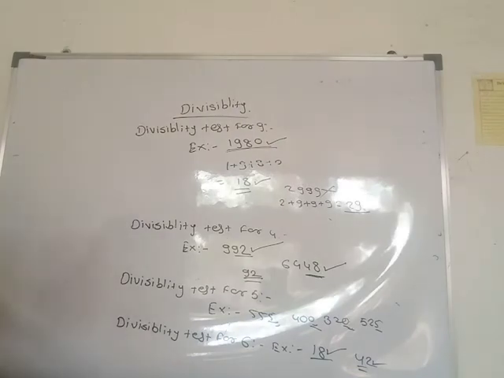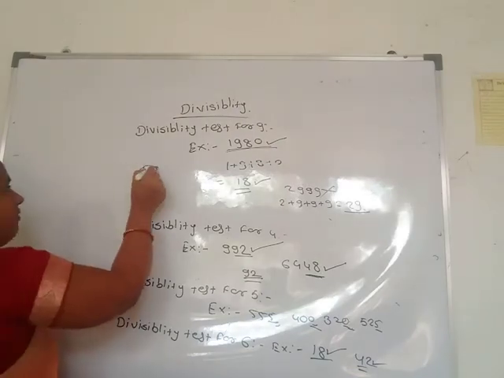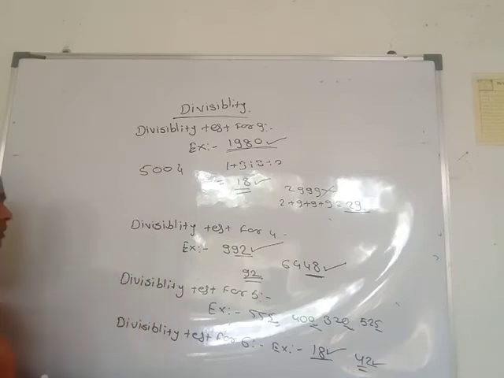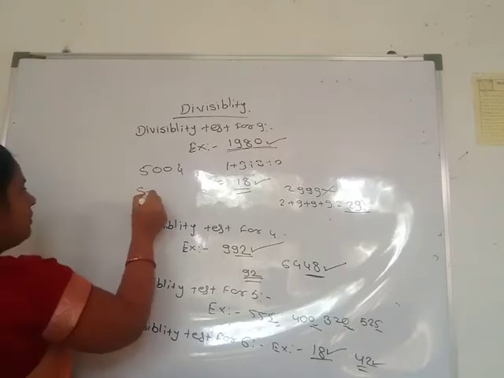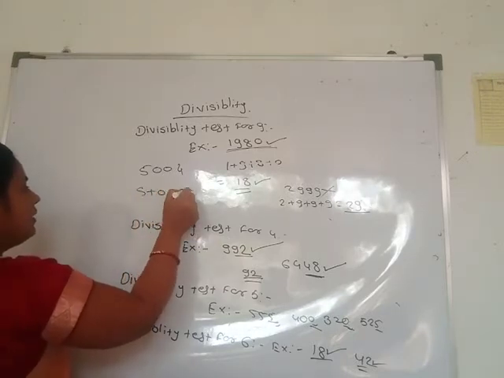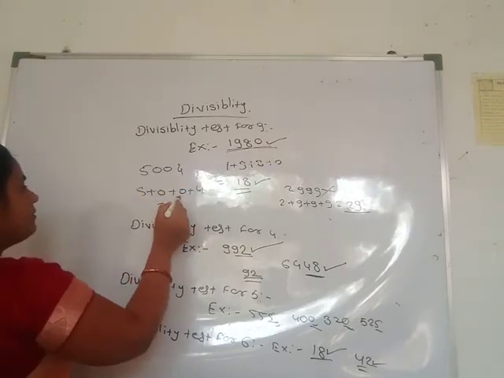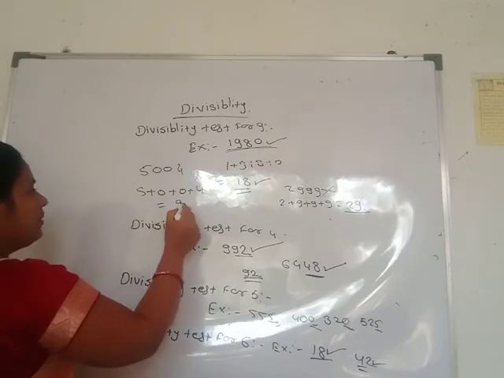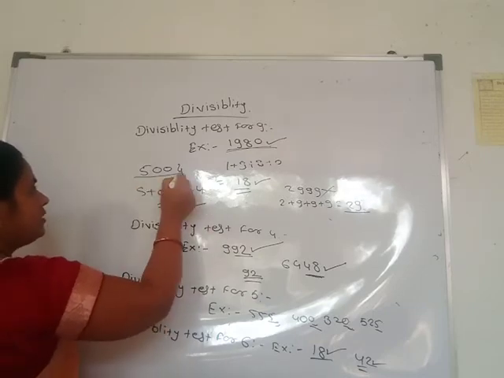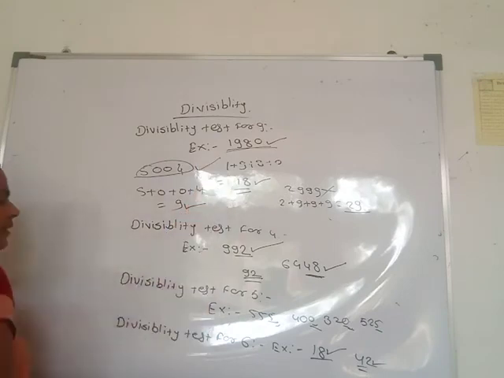Again one example, see: 5004. Do the sum of the digits of the number: 5 plus 0 plus 0 plus 4. Then 5 plus 4, 9. This is divisible by 9. Therefore, this whole number is divisible by 9.